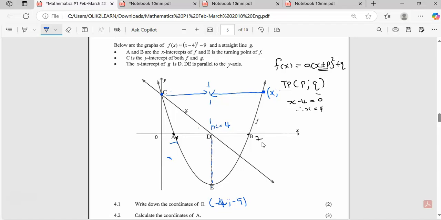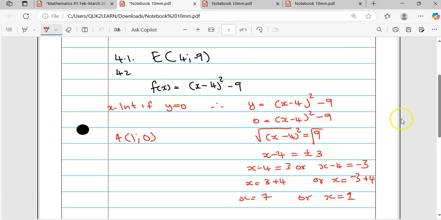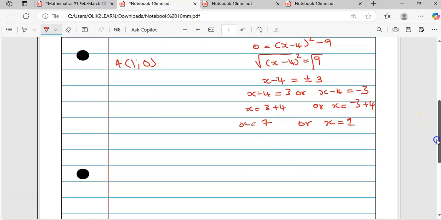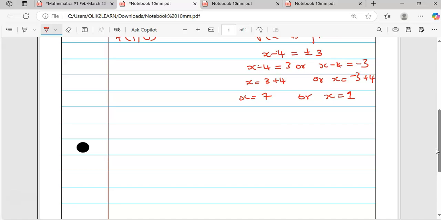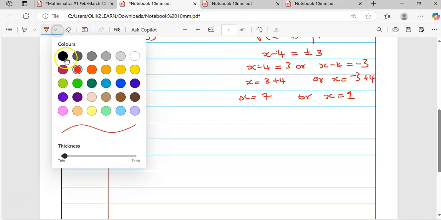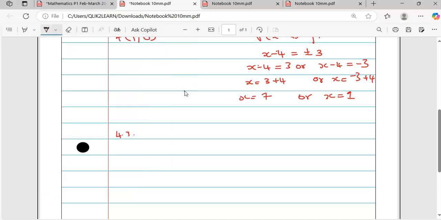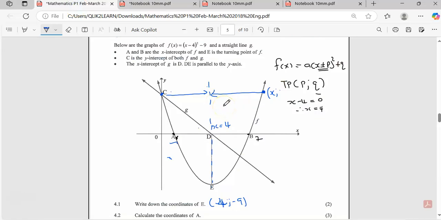To find the y coordinates of C, remember guys, let's go back to the equation. Let's work this thing down. This is 4.3. On 4.3, first thing first, we need to find the coordinates of C first. We need to know what the coordinates of C are. Already we know the x of C is 0 because this is the y-intercept. To find the corresponding y value, we find the y-intercept if x is 0.